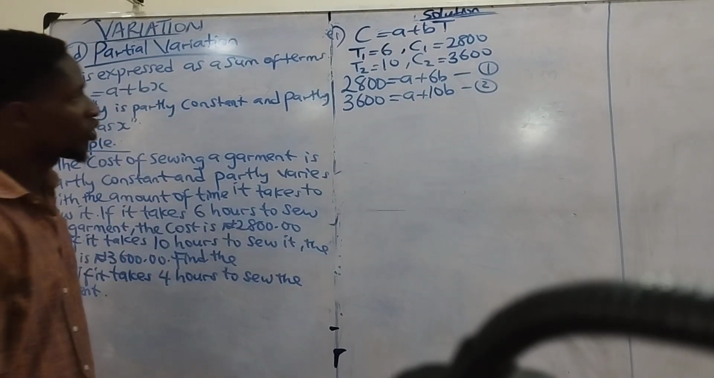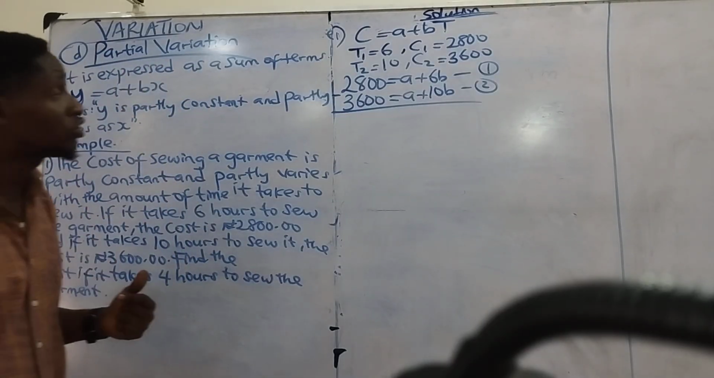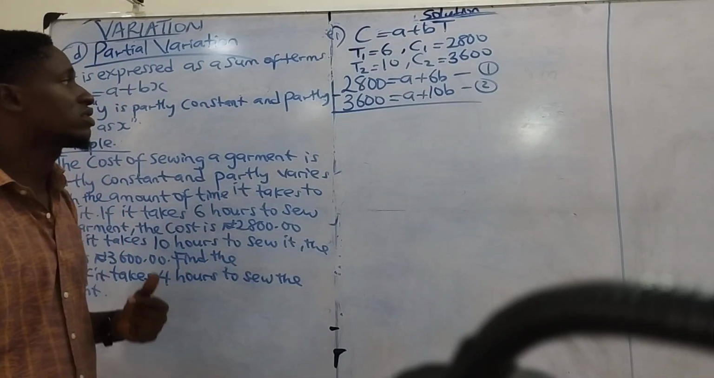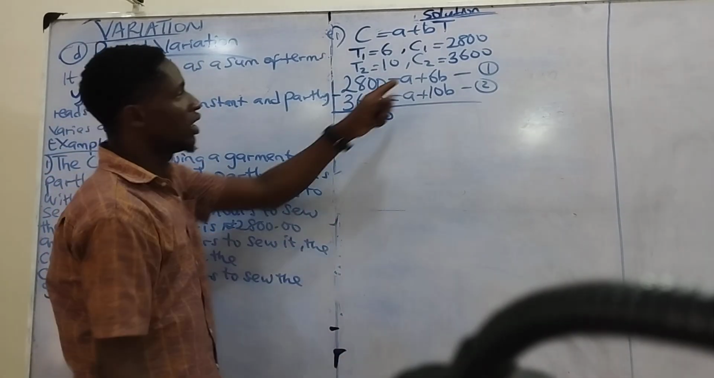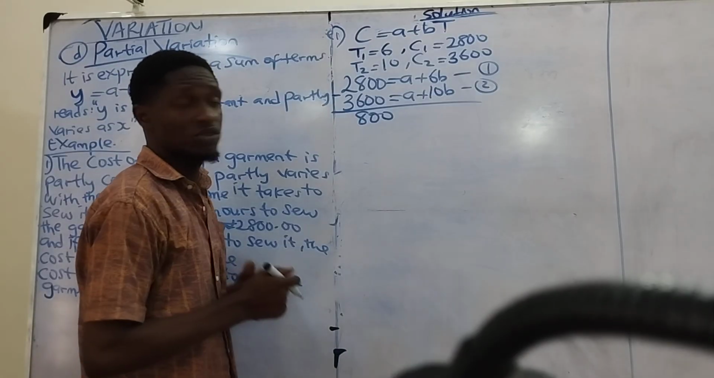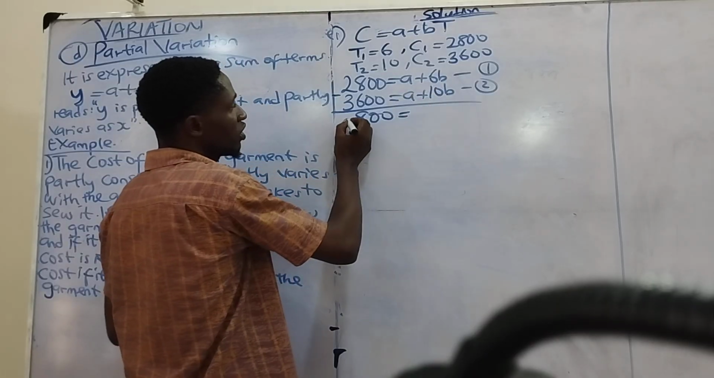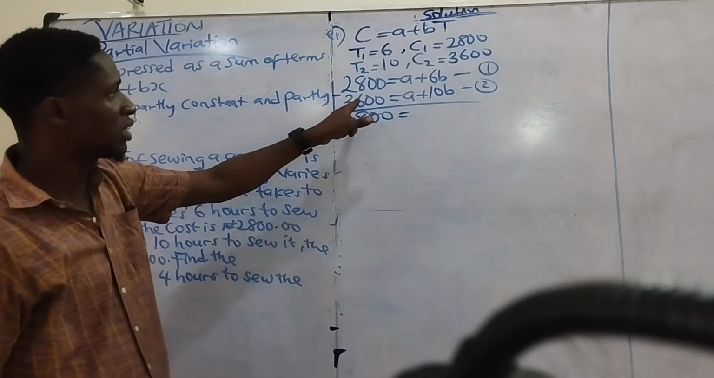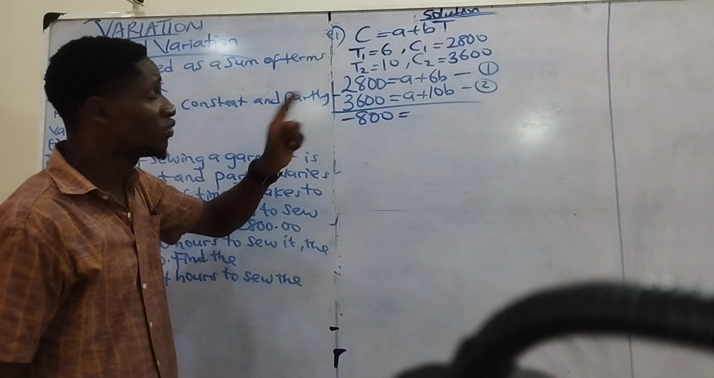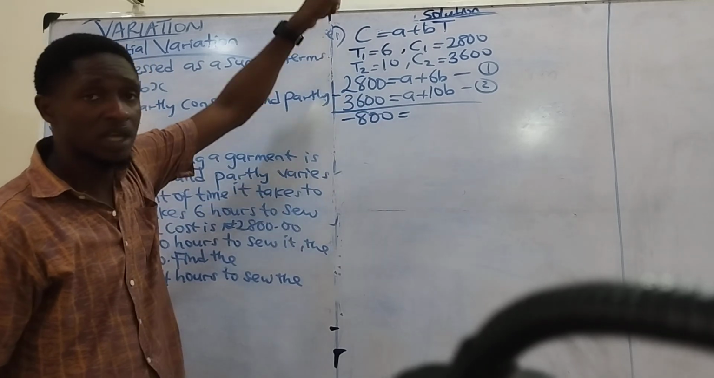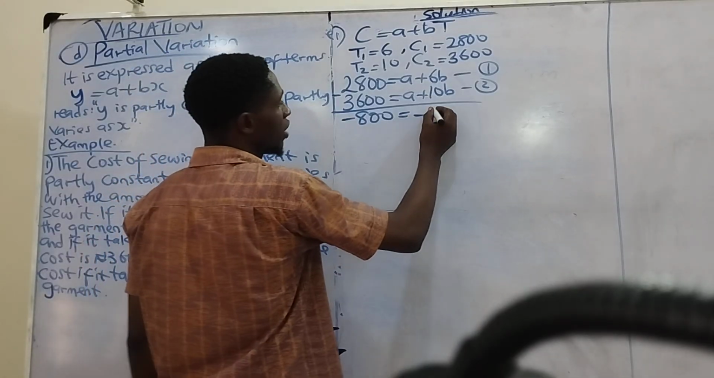Let us subtract. Put your minus. 2,800 minus 3,600 should give you minus 800. A minus A should give you 0. So A has gone out. It is equal to 6B. So this is minus 800 because 3,600 is more than this. But for you to be on the safer side, if you are dealing with signs and you are not sure of minus, please put the bigger one up. See, 6B minus 10B should give you minus 4B.